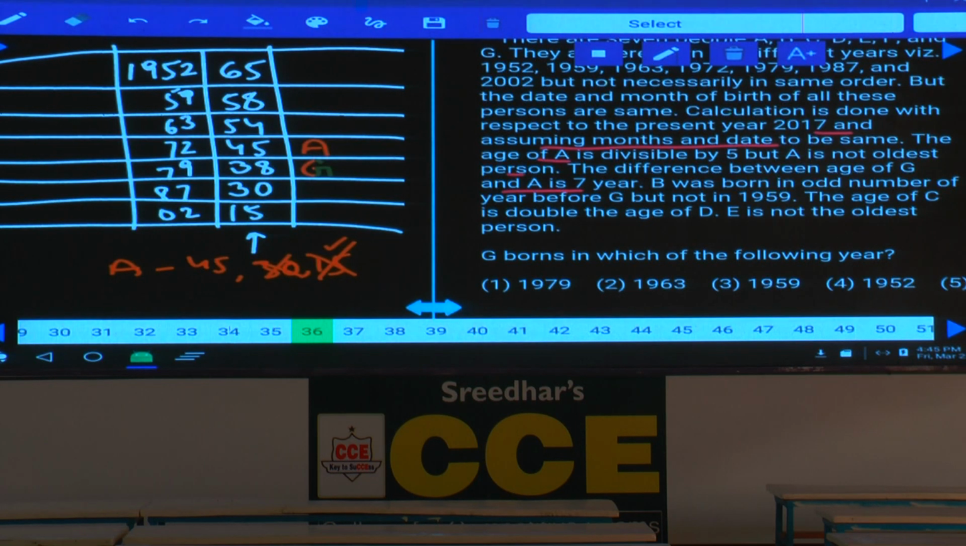And B was born in an odd number year before G. Here he is talking about the year rather than the age. Now this B was born in an odd number year, isn't it?